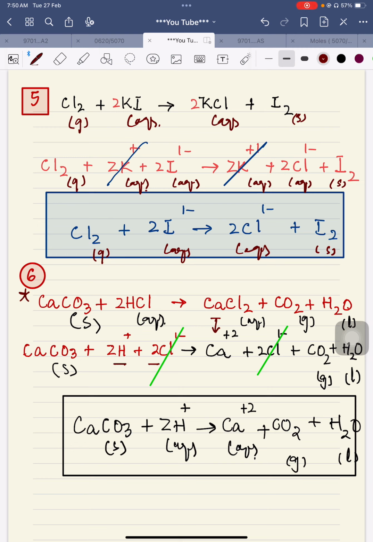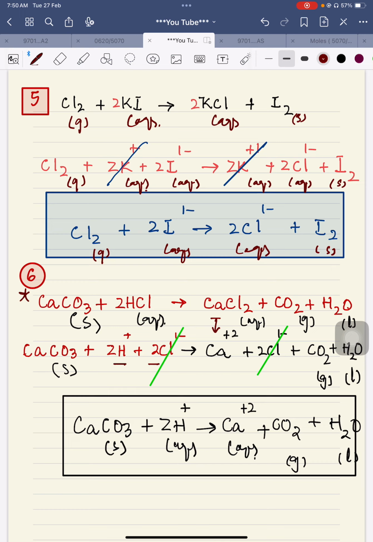Afterwards, carbon dioxide and water will be considered as insoluble. Hence, we are going to write them as they are. So it is CaCO3 and 2H plus, along with Ca2 plus, CO2 and H2O, which makes the combined ionic equation for the reaction between calcium carbonate and HCl.